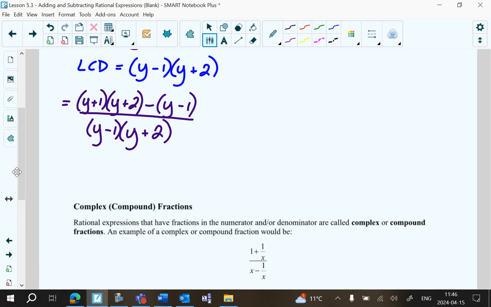What is y plus 1 times y plus 2? y squared plus... If we did the 4 multiplications and added the 2 in the middle, that's what we get. Because this is y squared plus 2y plus 1y, which is 3y. And then we've got minus y. What comes after that? Plus 1.